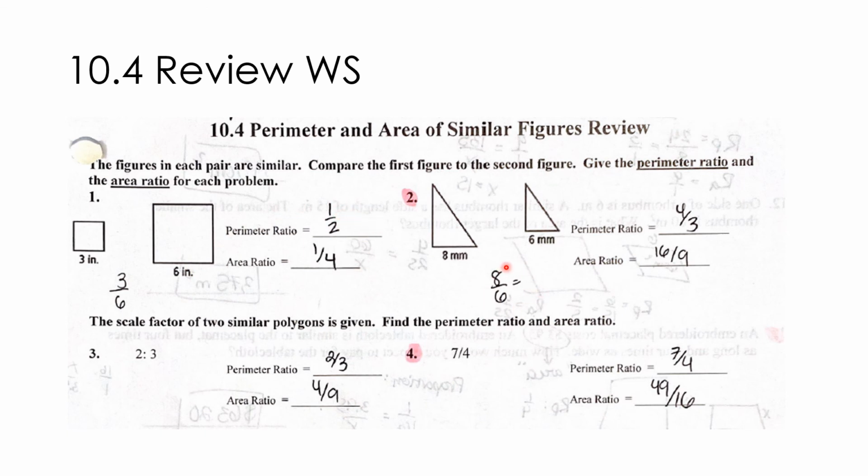Number 2, make our scale factor 8 to 6. So my perimeter ratio will be 4/3 and the area ratio 16/9 when I square it. Again, we have our scale factor given here. Perimeter ratio is the same. Area ratio, square it, you get 4/9. Number 4, the perimeter ratio again is the same, and then the area ratio, square it, would be 49/16.